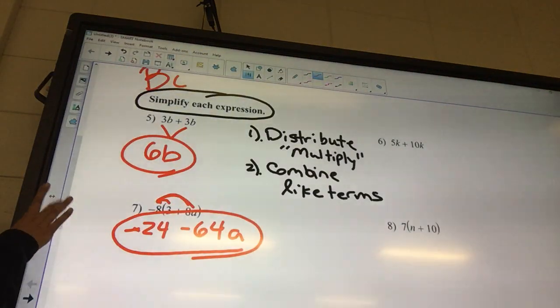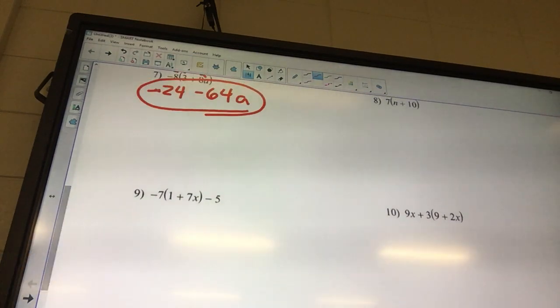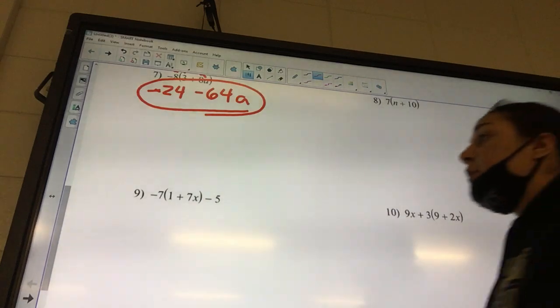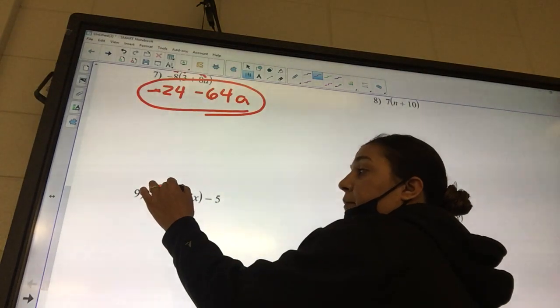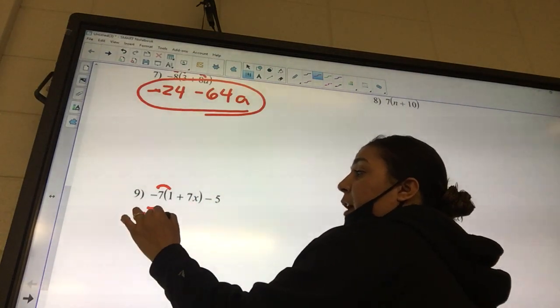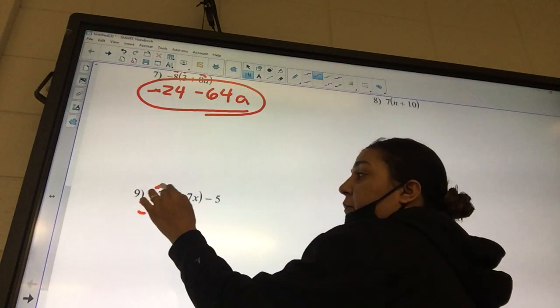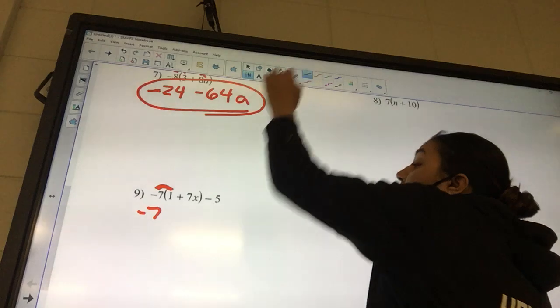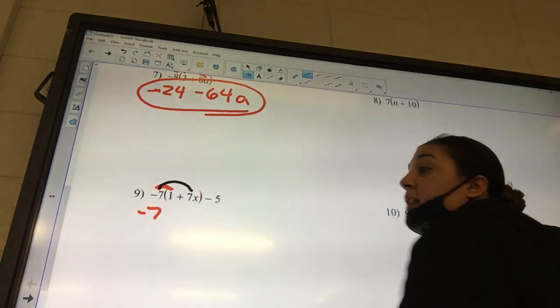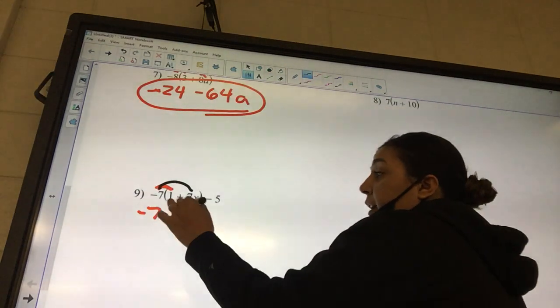Okay, the next one. Is there parentheses? Yes, so that means we need to distribute. So negative 7 times 1 is negative 7. How many X's? 0. None. From here to here, there's none. Okay? Negative 7 times 7 is going to be negative 49.